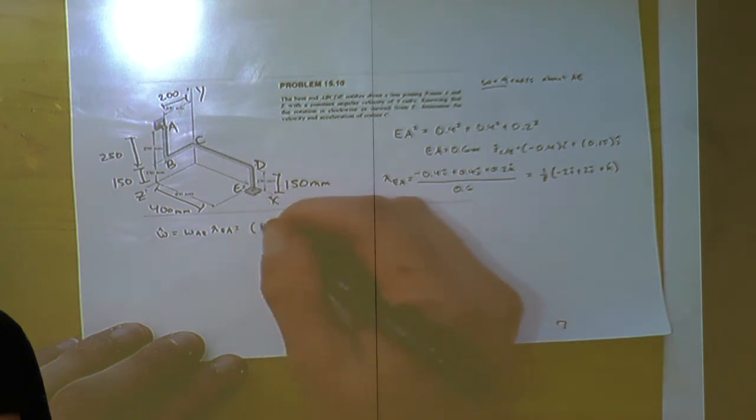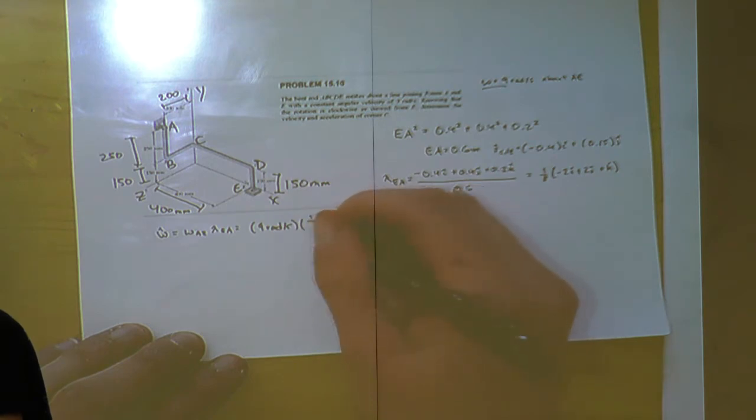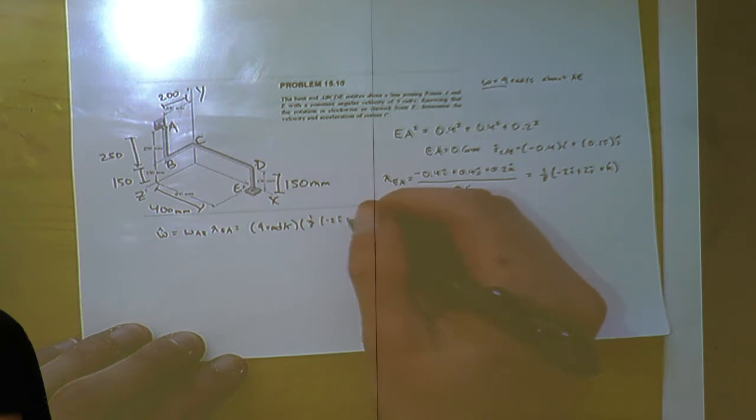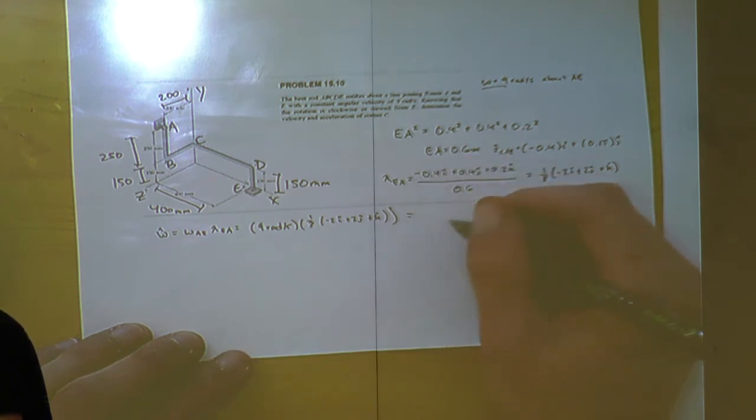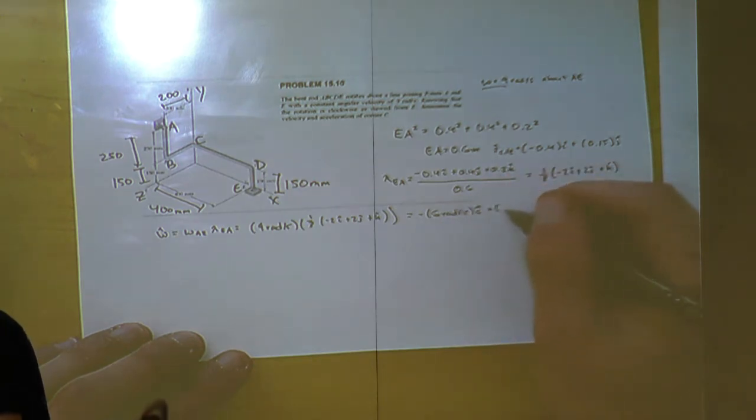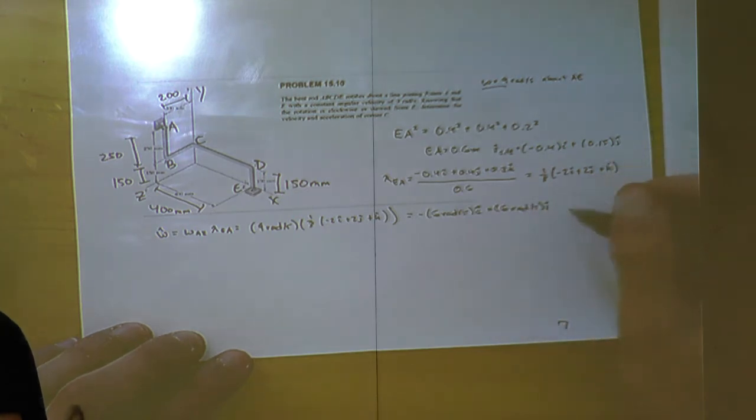So we have 9 radians per second. We're going to multiply that by the 1/3 (negative 2i plus 2j plus k). And it's going to give us negative 6 radians per second i plus 6 radians per second j plus 3 radians per second k.